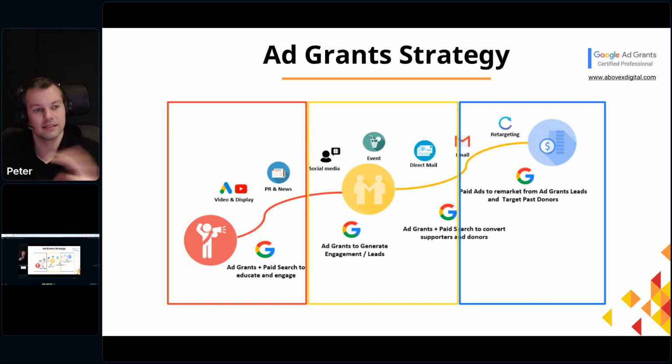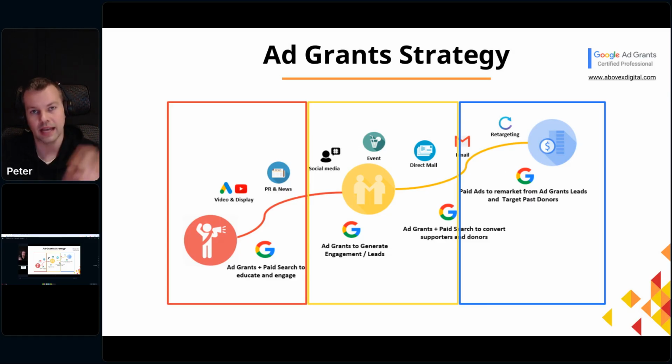And here's a chart, and this is actually a chart from Google. I like using it because it demonstrates the story from the awareness phase through the relationship building phase, which is in the middle, all the way towards the financial donation stage, in this particular case. And in this red stage, you can see on the bottom, there's Google AdWords plus paid search. Okay, that's what Google suggests.